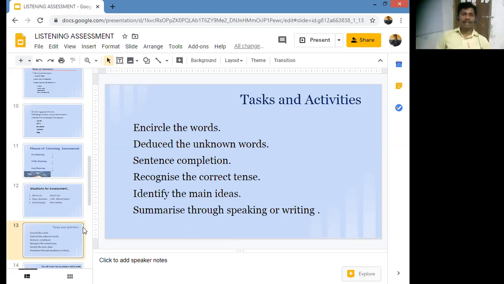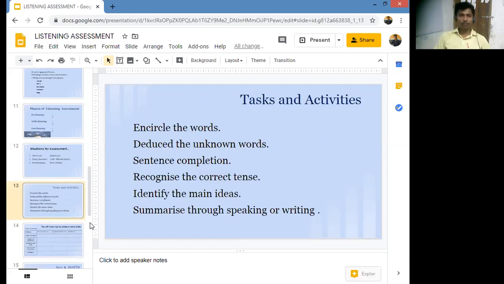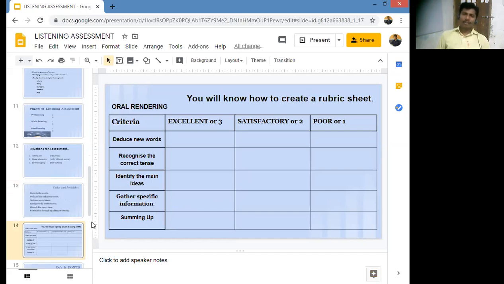So such tasks and activities help us to identify and know more about our learners' comprehension, the assessment of our learners' listening skill. We have used the three phases and discussed the situations, tasks and activities for assessment of the listening skill.